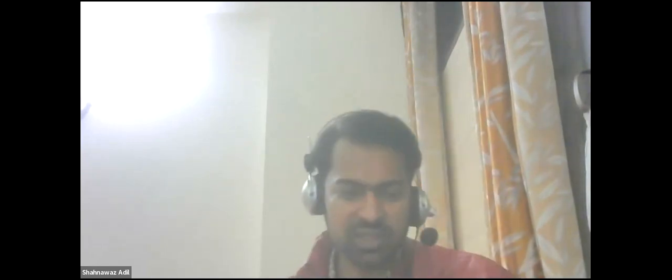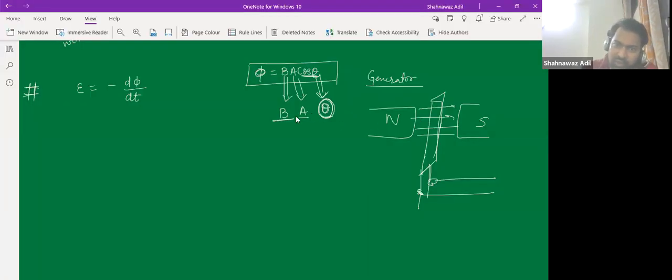But the area of this coil remained the same, right? So the area was the same, and the magnetic field was also the same. So B was the same, A was the same. Only the theta changed. So this is the example of all these changing parameters.